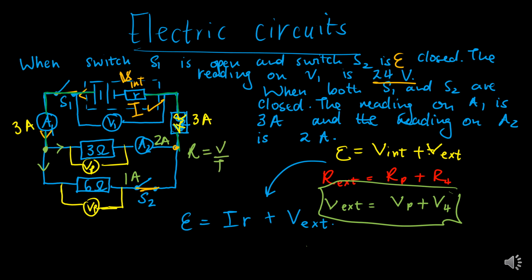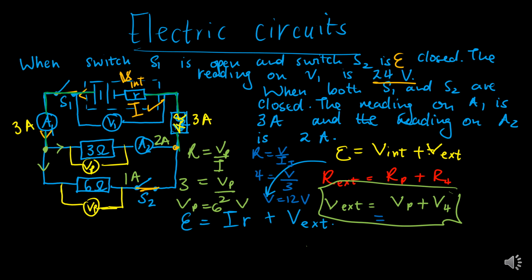How can I find V parallel? R is equal to V over I. I can use one of these branches, because remember I said it's going to be the same, right? So that's going to be 3 ohm, and that's going to be V parallel, and I'm going to use the current of 2 amps for this branch, and I get V parallel is equal to 6 volts, right? And then what about the V across the 4 ohms? I can get that by saying R is equal to V over I again, using I total and the 4 ohm, and I get V is equal to 12 volts, right?